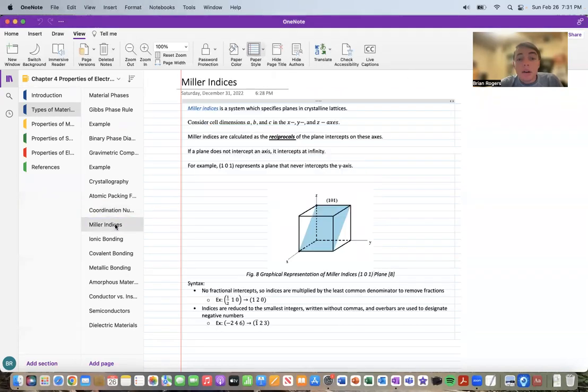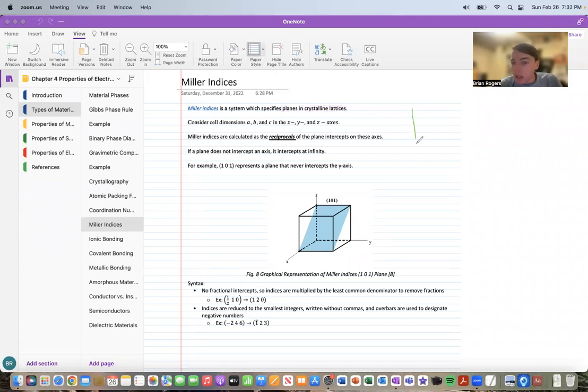Okay. Now we're going to move over to Miller indices. Miller indices is basically classifying the planes we're working on in our crystal lattice. A plane, remember, when you're working on your XY plane, you can think about that.